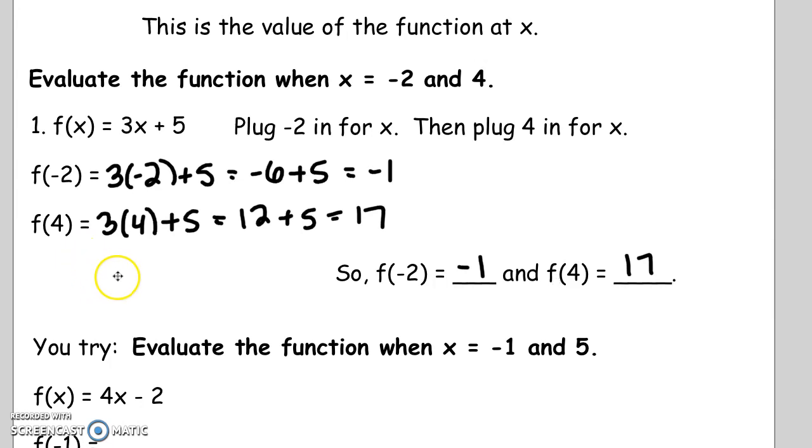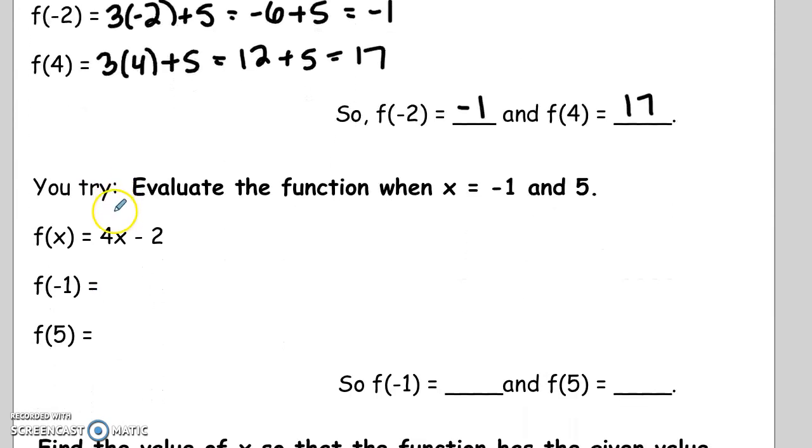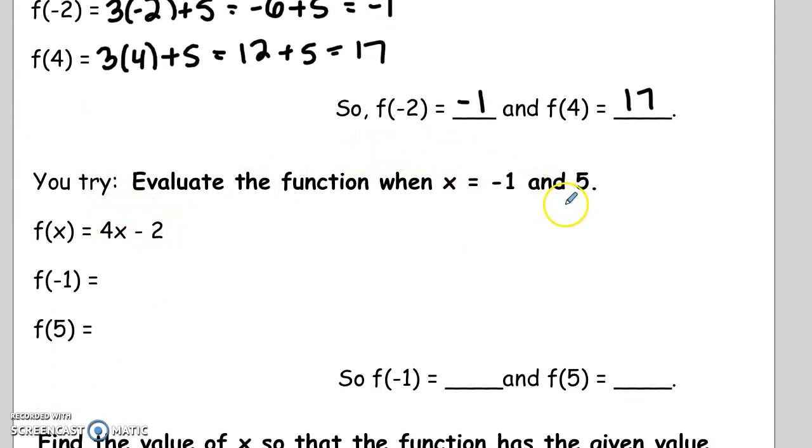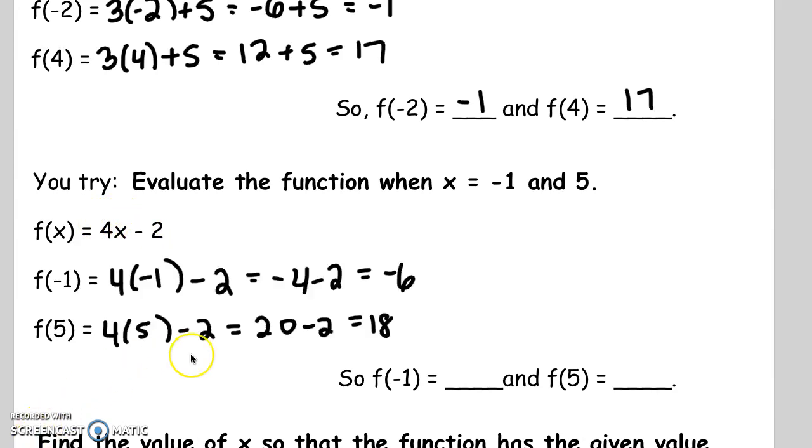What I'd like you to do is go ahead and try the u-try. I'd like you to evaluate this function when x is negative 1 and 5. The function that you have is f of x is equal to 4x minus 2. Go ahead and push pause, give it a go, and then when you're ready, push play and you will be able to see the answer.